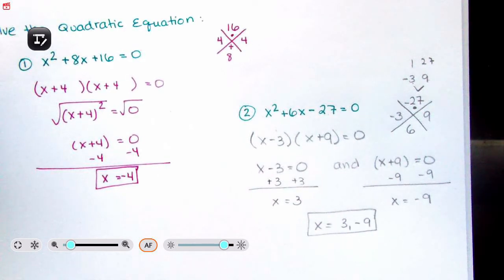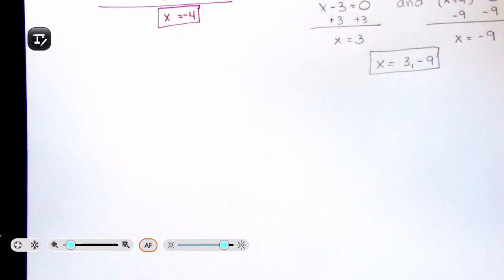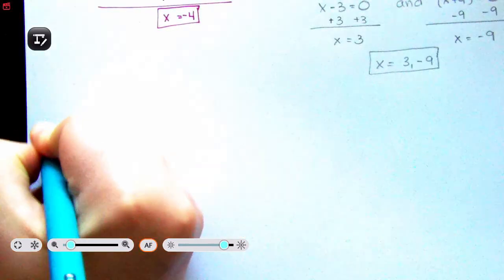All right, let's do another one. These are fun, aren't they? Just kidding. All right. Example 3.